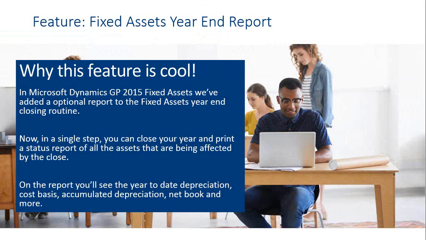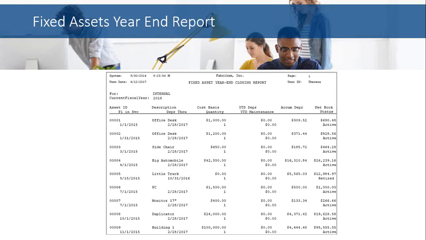So on the report, you'll be able to see the year-to-date depreciation, cost basis, accumulated depreciation, and net book value. So the report's going to look something like this. And this is an optional report. It's not required when you're doing your year-end closing, but it certainly can accompany that process, and it'll show you every asset that's been affected.